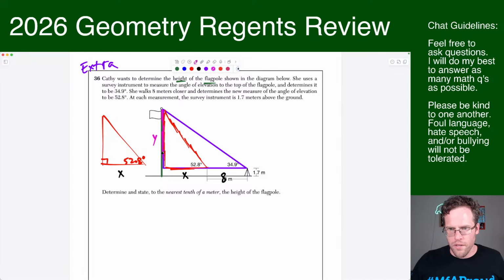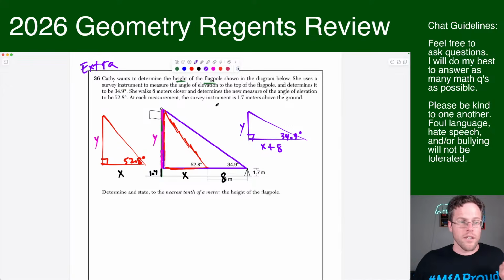But not the whole thing, just from here to here. Forget about that 1.7. I'm going to pay that back later. This 1.7 is extra. But the Y is what I'm interested in. I'm going to solve for that first. So that's the red one. And then the purple triangle is worse. This angle is 34.9 degrees. And the bottom would be X plus 8, and then Y. So this is really old, pretty bad stuff.